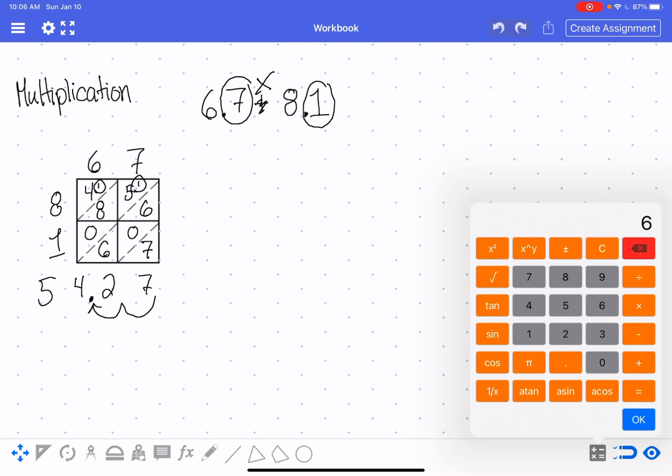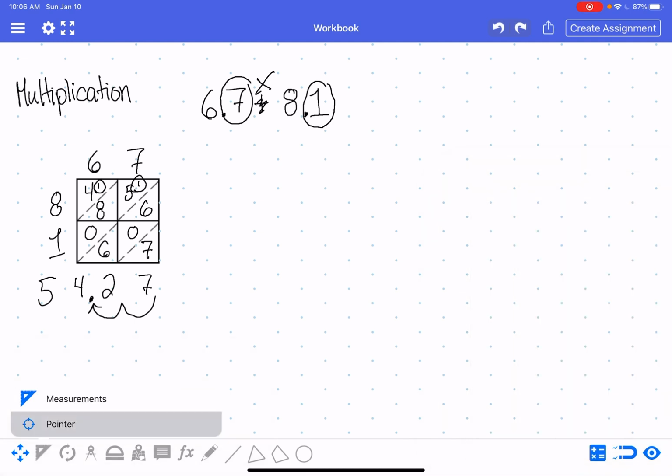And then I could even check that on the calculator too. So I could say that 6.7 times 8.1. And there we go. Okay, and that makes sense because we also know that, if you think of estimation, 8 times 6 is 48, right? So the product for this, like 54, well, it's close to 48 because there's additional little numbers here. Okay, so that's how you multiply decimals.